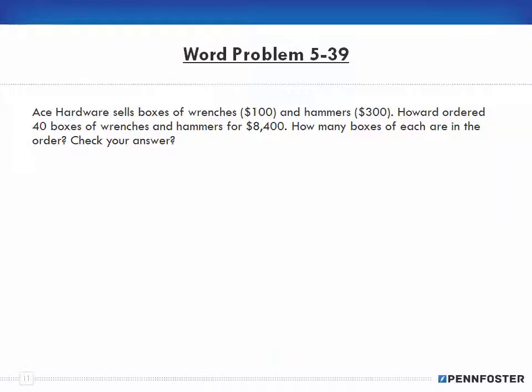All right, 5-39. Okay, Ace Hardware sells boxes of wrenches for $100, and wrenches and hammers at $300. So in the back of my head, I'm thinking wrenches plus hammers is equal to how much, right? But I have to also consider that they're priced differently, so it's not an easy equation like this. I will be taking into consideration dollar amounts here.